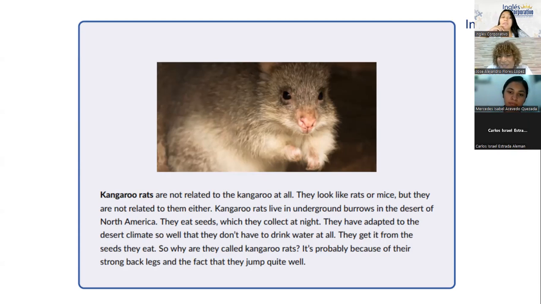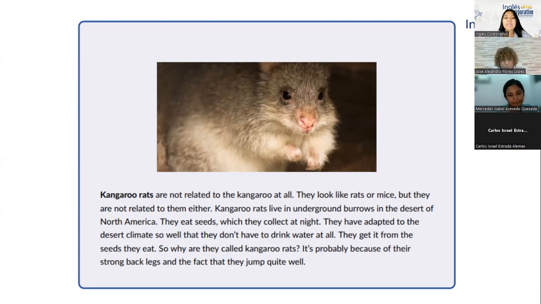And in North America. But you know, they eat seeds. Look at that. They eat seeds. Okay, seeds. What is the meaning of seeds? What is seed? Comen semillas. Yes. So you see, they eat seeds, right?